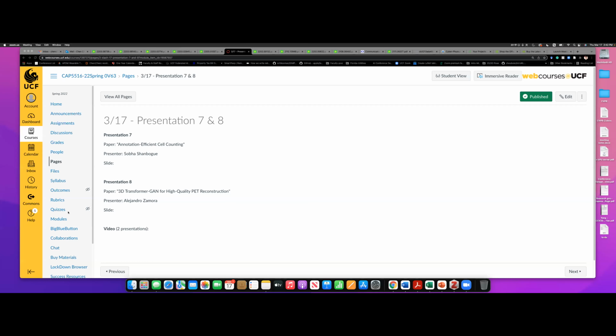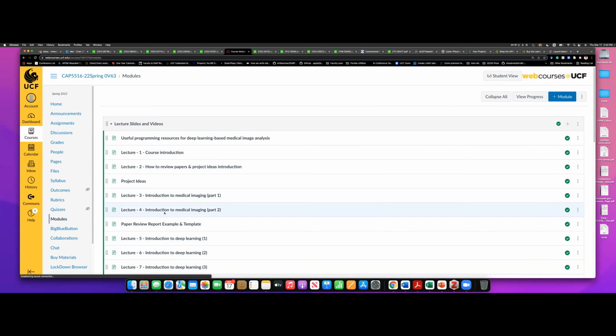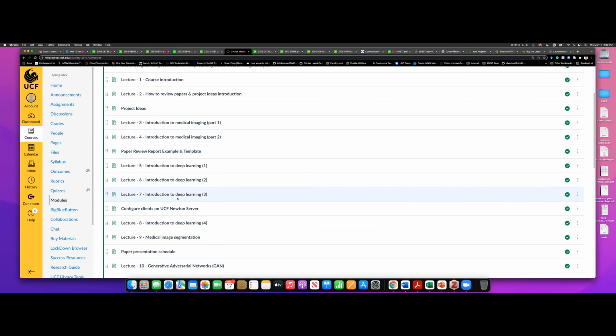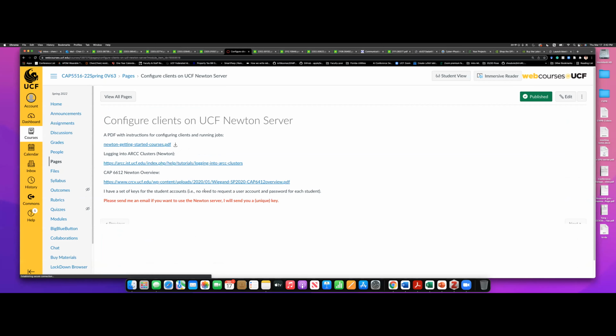You don't need to set up a password. You're just using that key to verify login. Some of the instructions for using Newton I've posted on Canvas. Let me show you. I believe I posted it here. The first one is how to get started. Basically, if you have the key, you can use it to log in. So send me an email, and I will send the key to you.